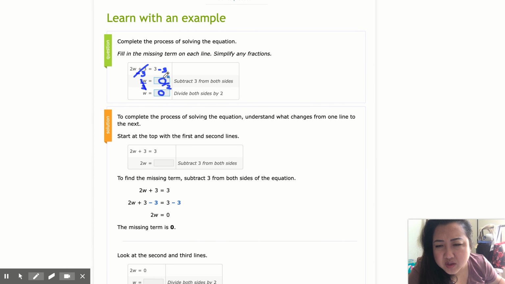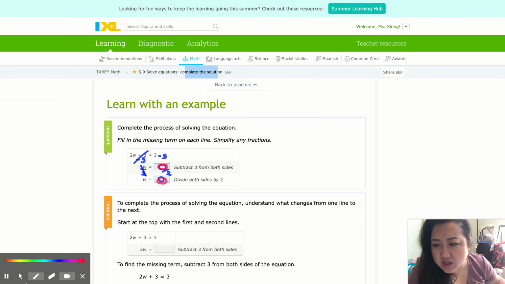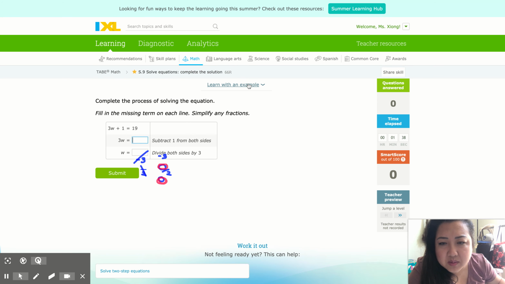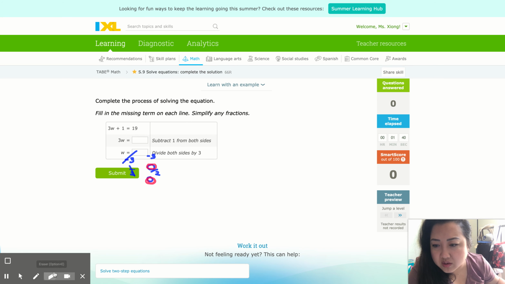And then you should be just putting down, the answer should have just been 0 on the top here and 0 on the bottom. So it looks like they're just going through the steps that we were kind of taking earlier with the earlier skill.